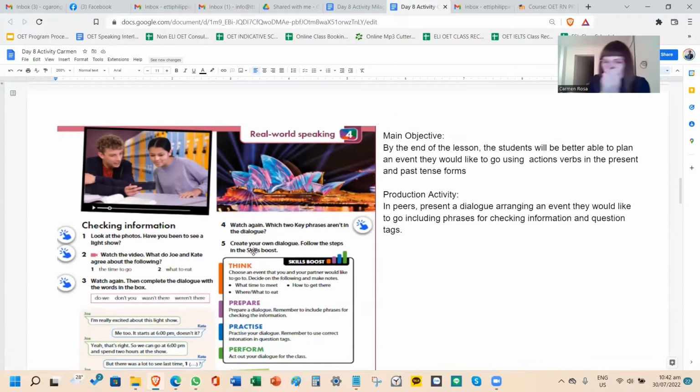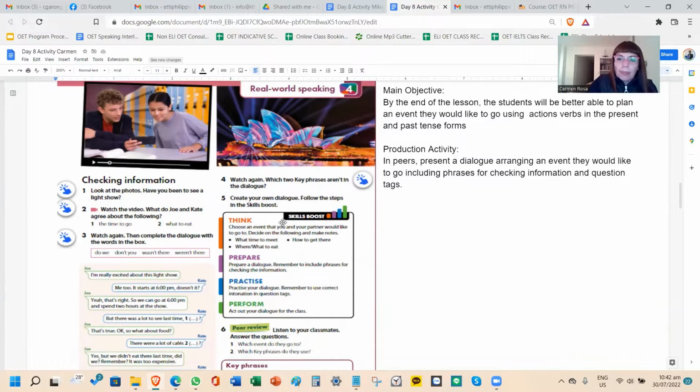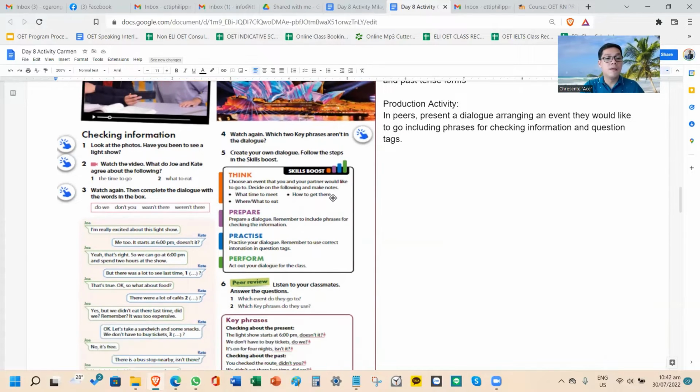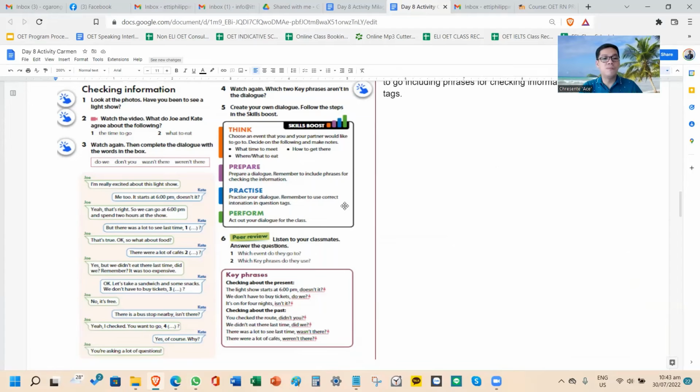And then the lesson is speaking. Okay, this is a speaking lesson. And what are they talking about here? The dialogue here says, "I'm excited about this light show. Me too. It starts at 6." They're talking about a certain program or show or event, and there's time involved.